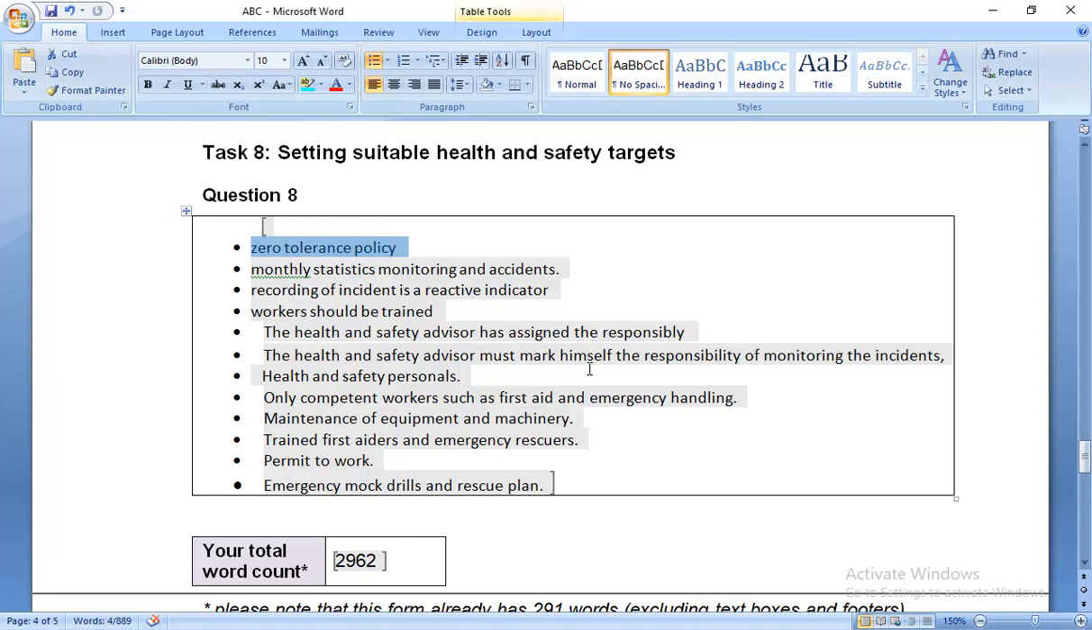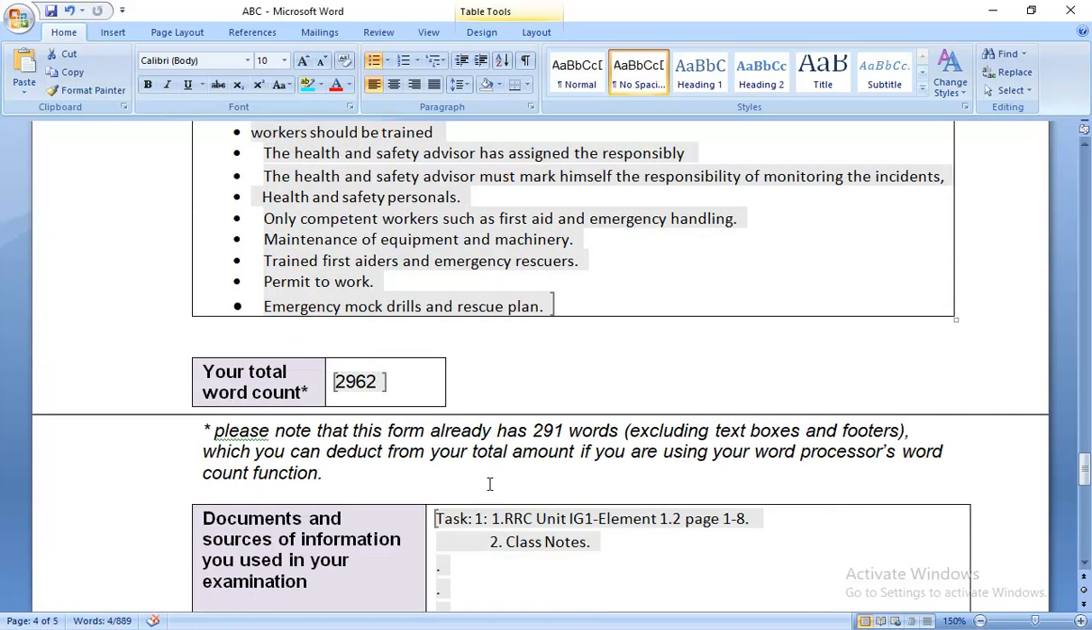The health and safety advisor must take responsibility for monitoring the incidents. Health and safety personnel, only competent workers such as first aid and emergency handling, maintenance of equipment and machinery, trained first aider and emergency rescuer, permit to work, emergency mock drills and rescue plan.